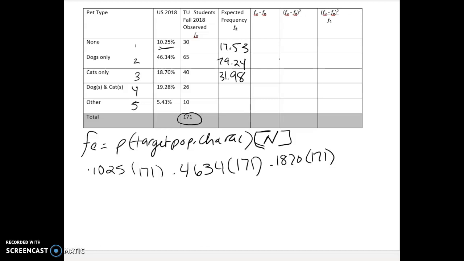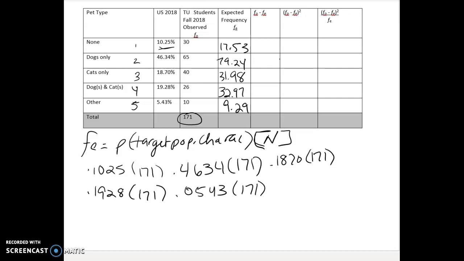And then 0.1928 times 171, and that's going to give us a value of 32.97. And then we're going to take 0.0543, and we're going to multiply that by 171. And that's going to give us a value of 9.29.